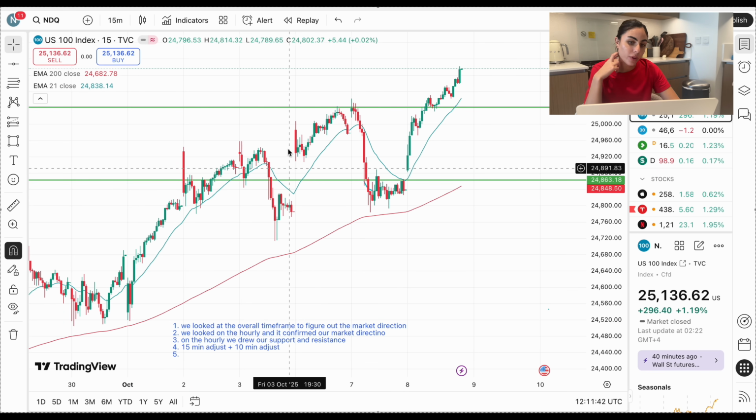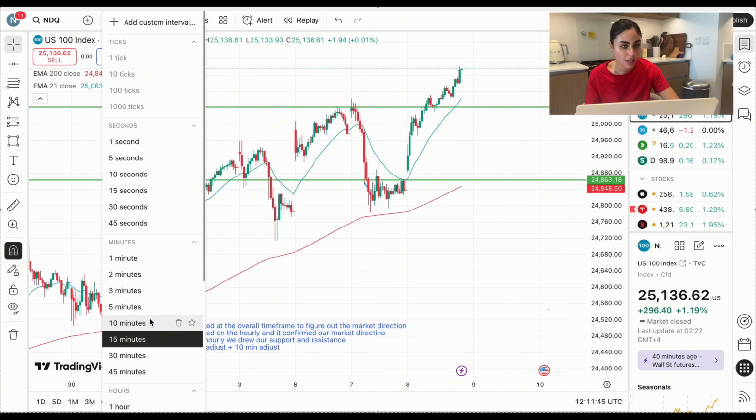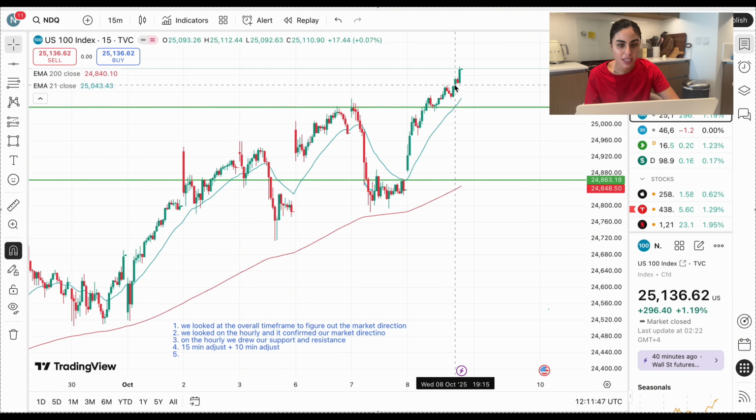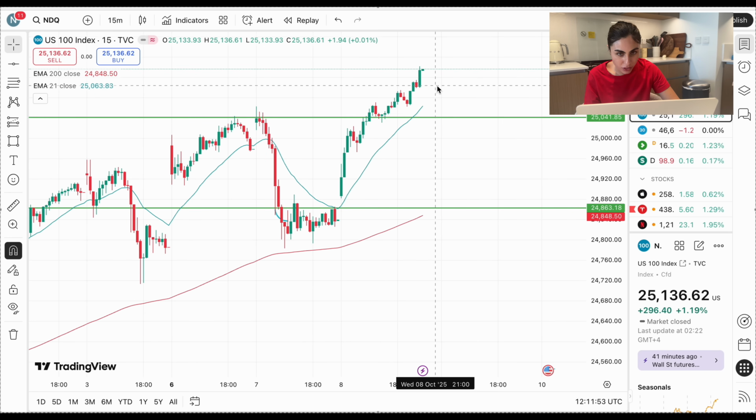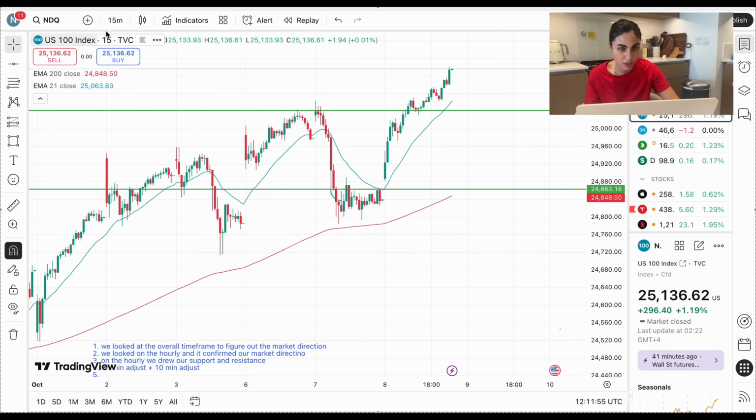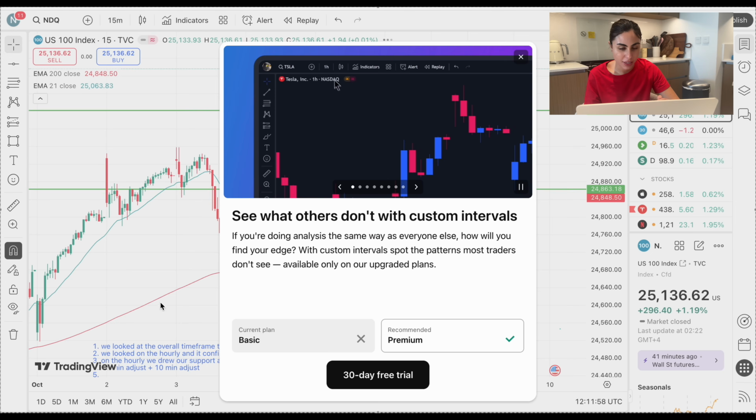Okay, so now we are going to go on to the 10-minute time frame. Before we go into the 10-minute time frame, I just want you to look at the candlesticks and see what's going on. So we have a big candlestick over here. So now we go on to the 10-minute time frames.